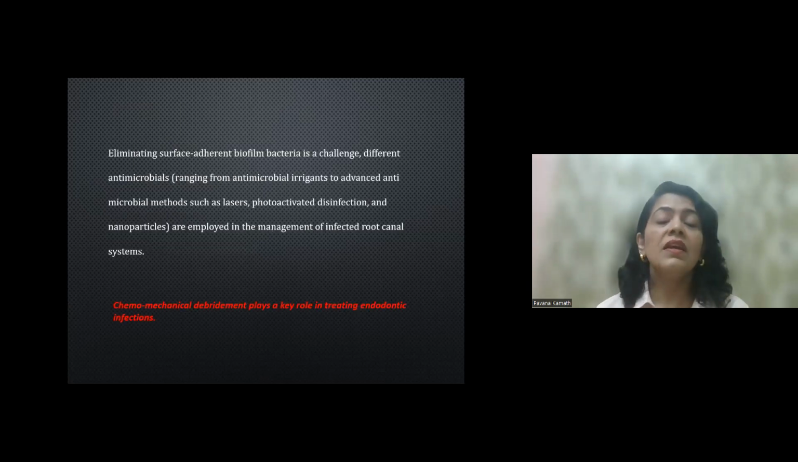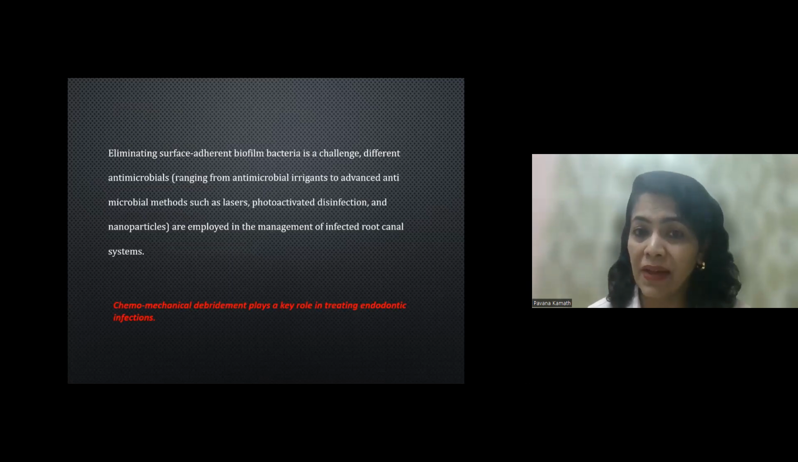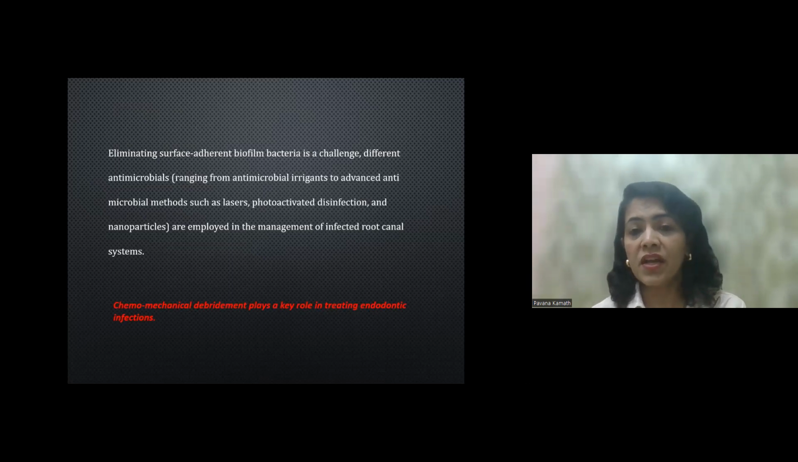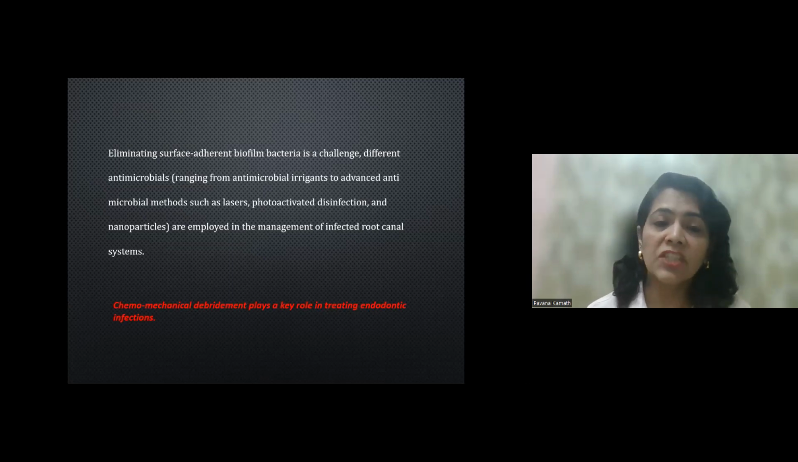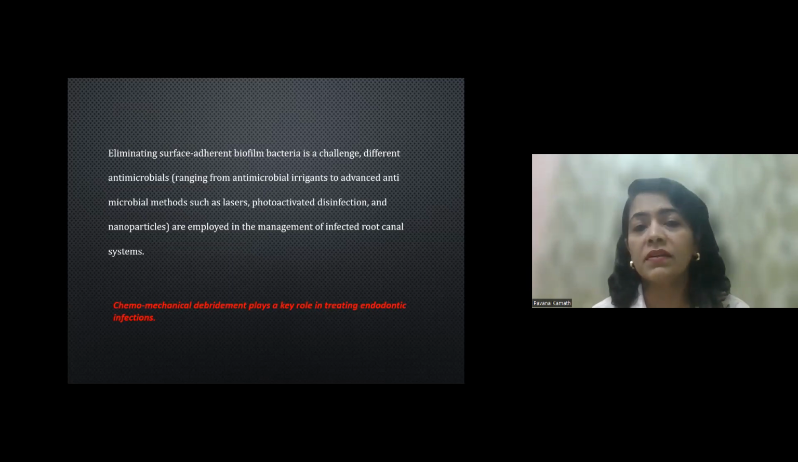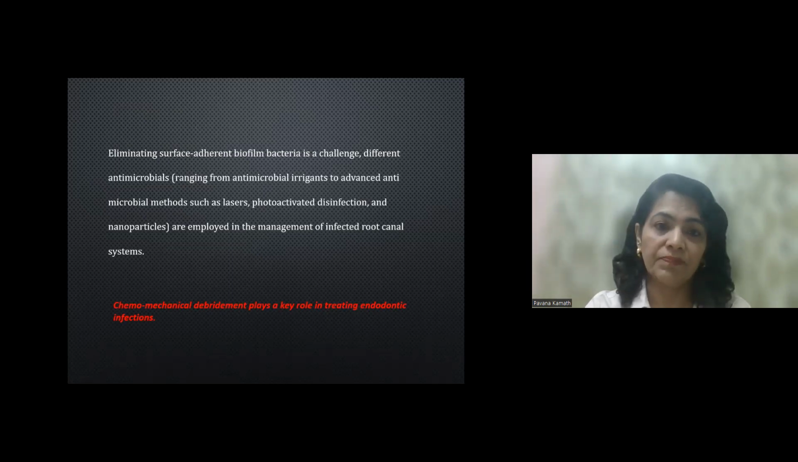So basically, the operator has to eliminate the surface adherent biofilm bacteria, which is a major challenge, and different antimicrobials ranging from antimicrobial agents to advanced antimicrobial methods such as lasers, photoactivated disinfection, and nanoparticles are employed in the management of infected root canal systems. Simply put, at our clinic, chemomechanical debridement plays a key role in treating these endodontic infections.